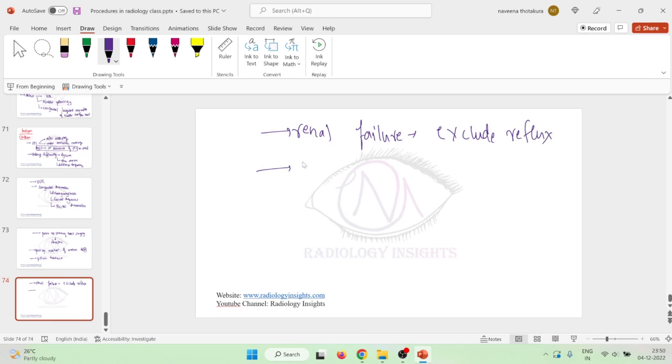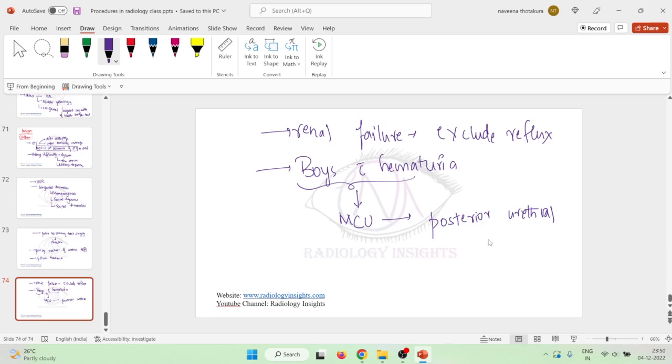Next, it is also used in boys with hematuria. If the child presents with hematuria, then micturating cystourethrogram is done mainly to demonstrate if the patient has any posterior urethral valves, or polyps. For this we do micturating cystourethrogram.